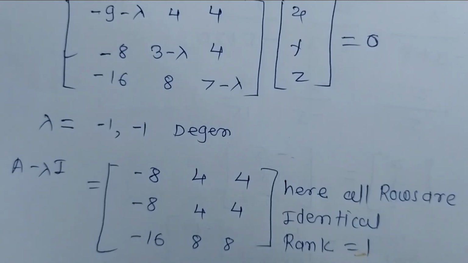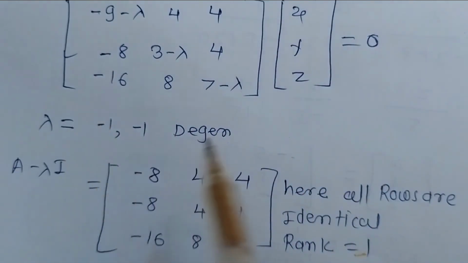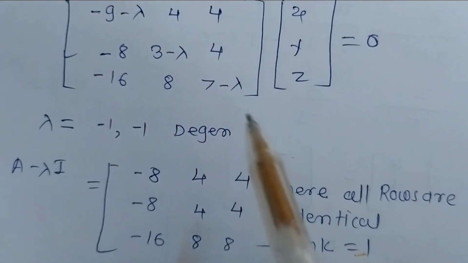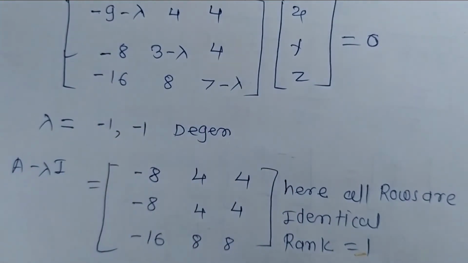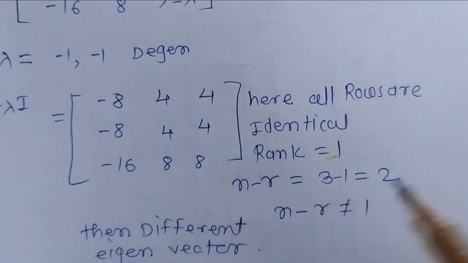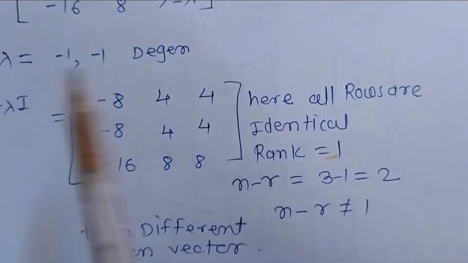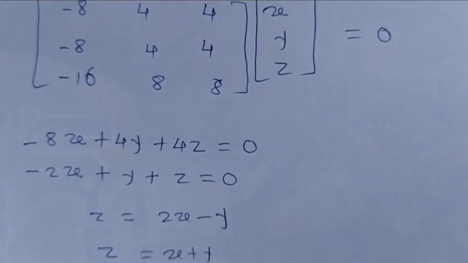So n minus r, that is 3 minus 1, is 2. So here n minus r is not equal to 1. So for the same or degenerate eigenvalue, there are different eigenvectors. So n minus r is equal to 3 minus 1, which is 2, not equal to 1. So we get different eigenvectors for this degenerate eigenvalue.